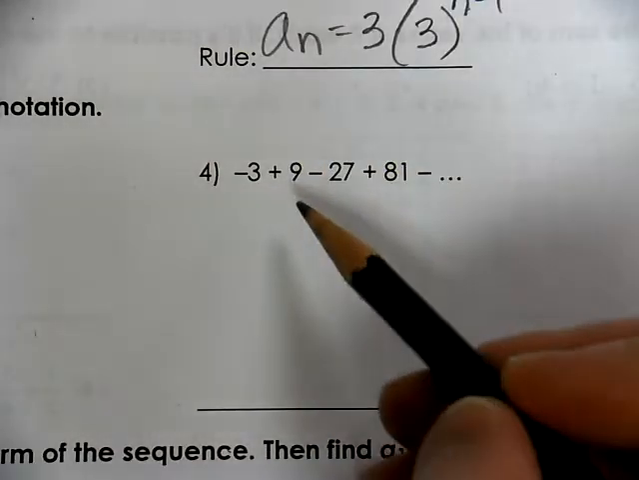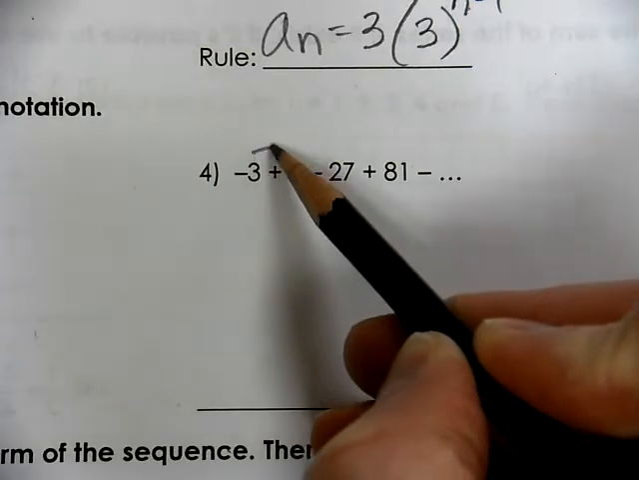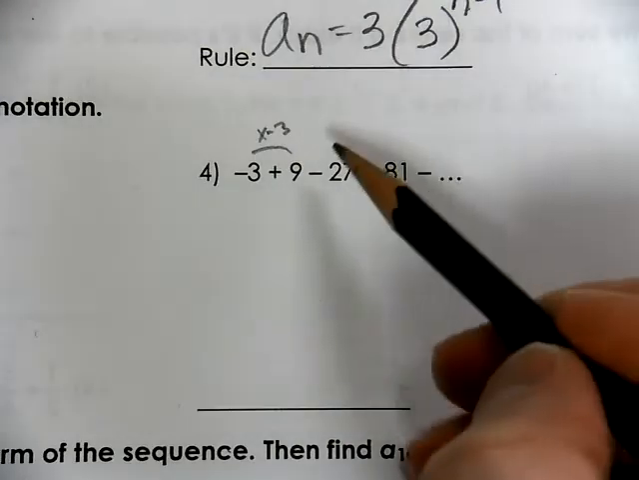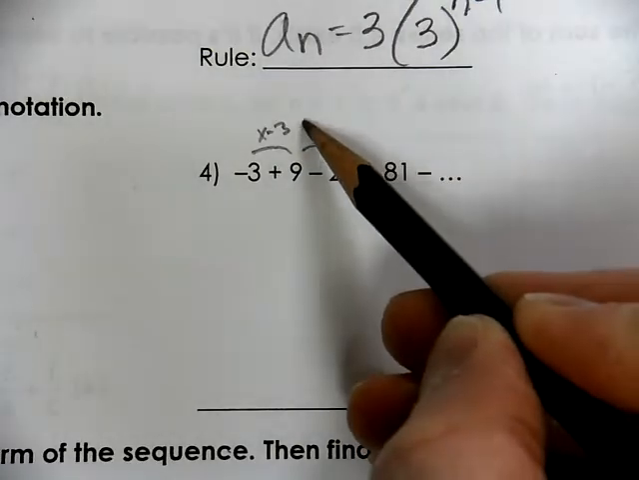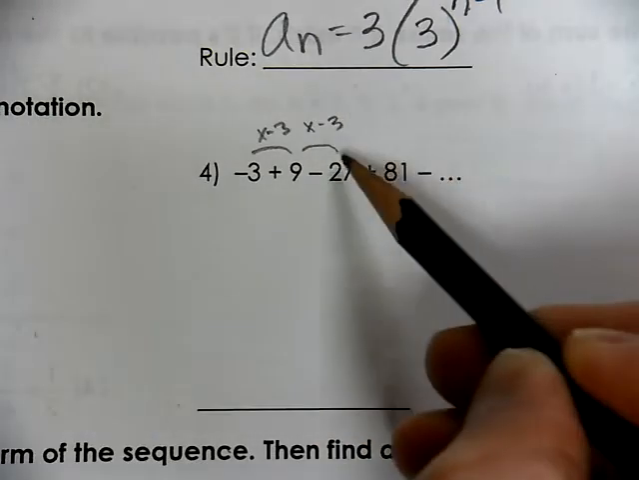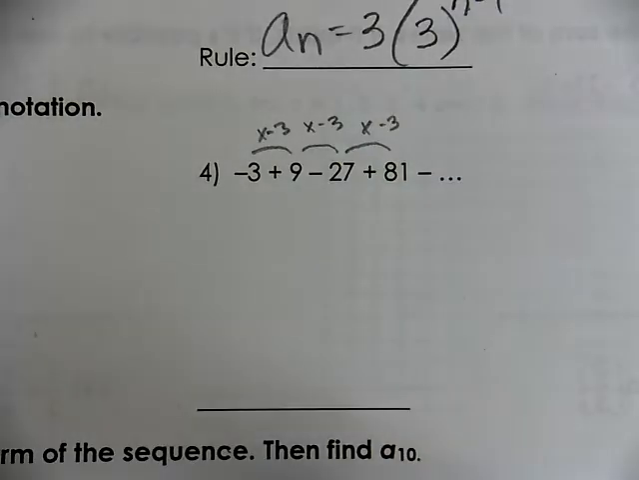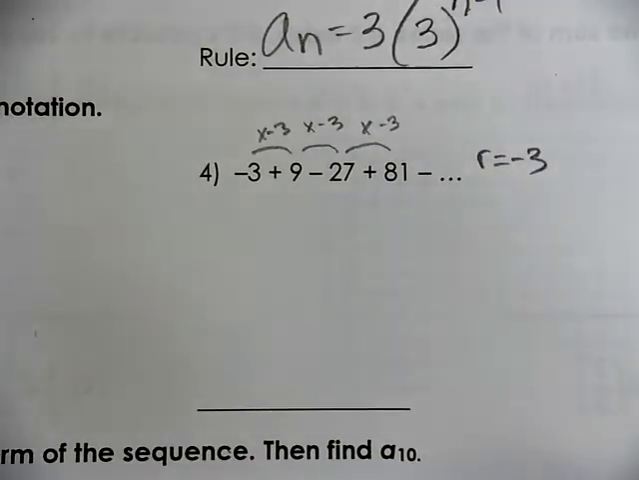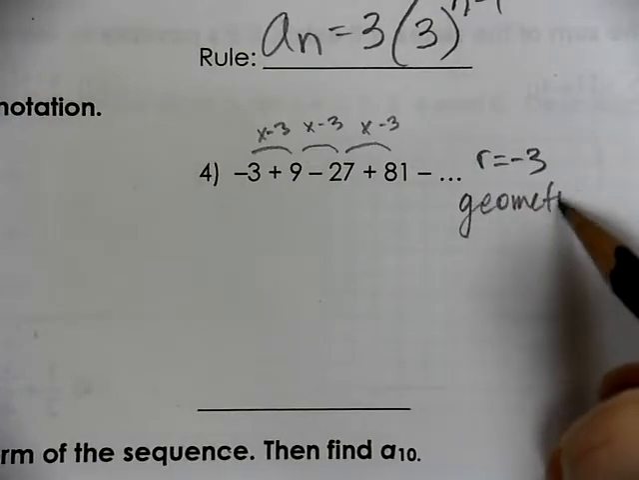Here's one. Now in this case, we're multiplying by a negative 3. And in this case, and in this case, we're multiplying by a negative 3. So our common ratio is negative 3. Our r value is negative 3. This implies that this is geometric.